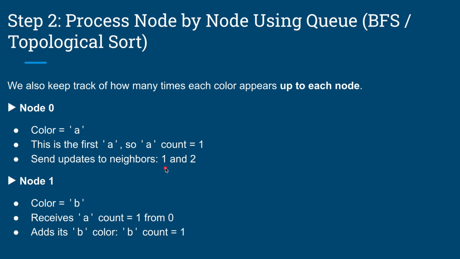So we have started from A, and it's pointing to 1 and to 2. We'll send the update to neighbors 1 and 2. Now we'll go to node 1 where the color is B. It will receive A, count is 1, from 0. We'll add its own color B, and count is 1. So the count for A and the count for B is 1.